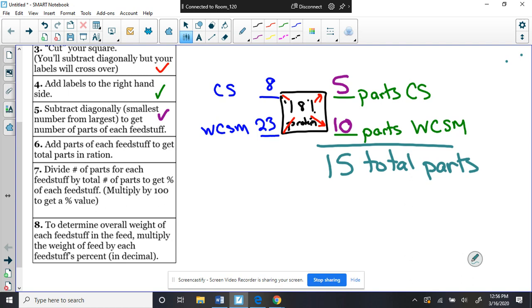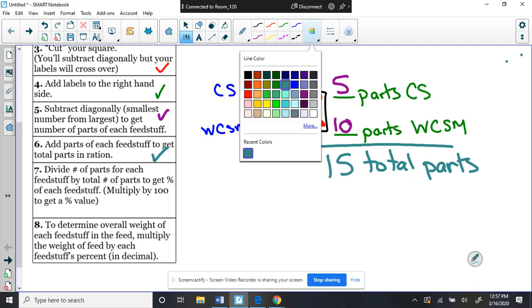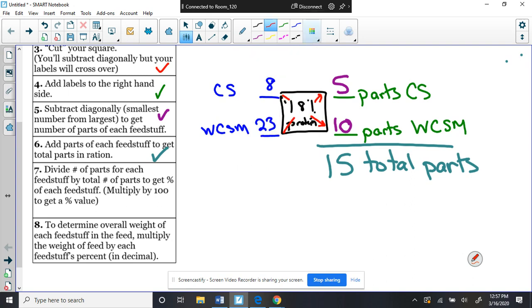So step number 6, second off the list, we have added the parts of each feedstuff to get the total parts of the ration. Let's go ahead and switch some colors again. We'll go for a nice Hartford Oriole orange. I think actually this one would be a little better. All right, so we want to move to step number 7. Step number 7 says that we need to divide the number of parts for each feedstuff by the total number of parts to get our percent for each feedstuff.